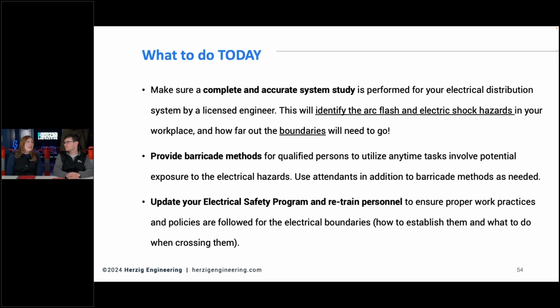I had some people answer the question that if you do energized work, you set up boundaries. That's great, but it's more than just those energized servicing or maintenance tasks that require this. So maybe it's time to update your safety program if it doesn't cover those, and then retrain those personnel to make sure that proper policies and practices are being followed, right? How to establish these boundaries, what to do when crossing them, job safety plans, risk assessments, all those wonderful things that you have to think about.